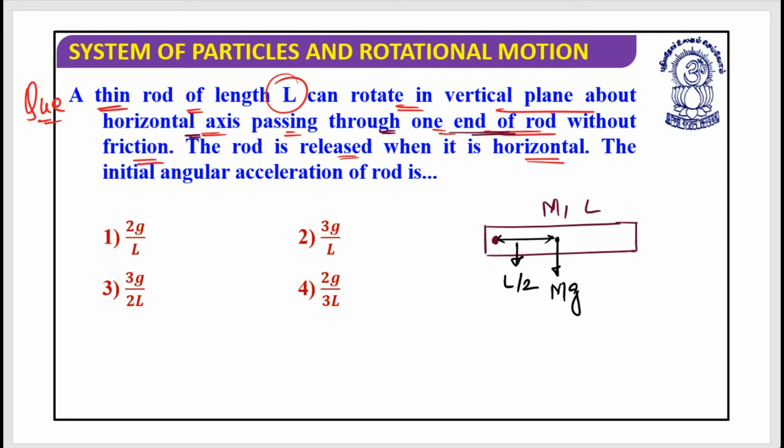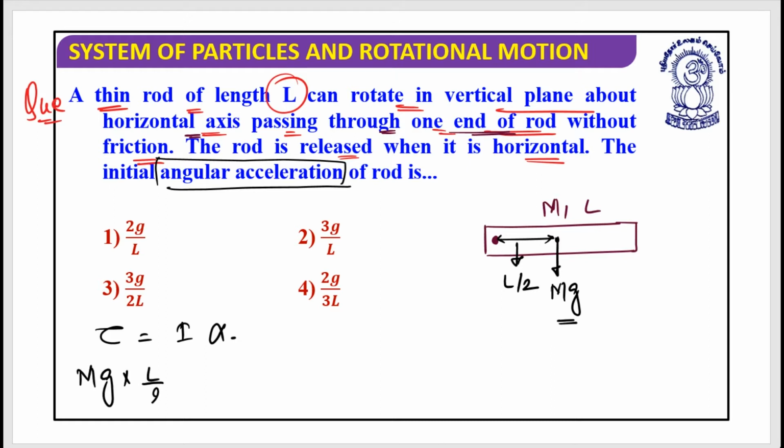This distance is L by 2. I need an angular acceleration, and when I need an angular acceleration I always look for the torque. So torque is equal to I alpha. Now who will provide the torque? It is mg that provides the torque. So this can be written as mg multiplied by L by 2 equals I alpha. I is the moment of inertia about the end, so it is mL square by 3 multiplied by alpha. I hope this is clear.